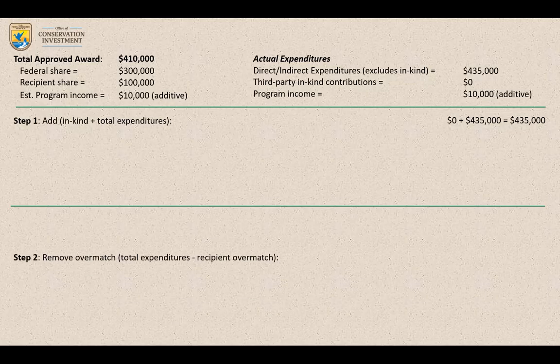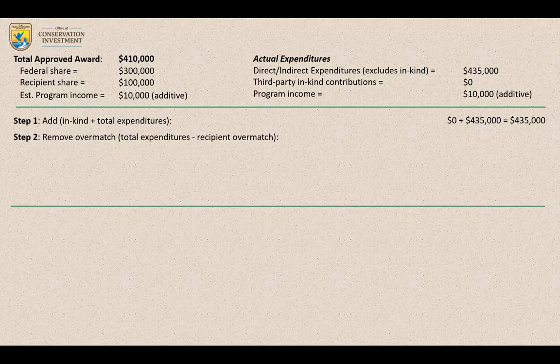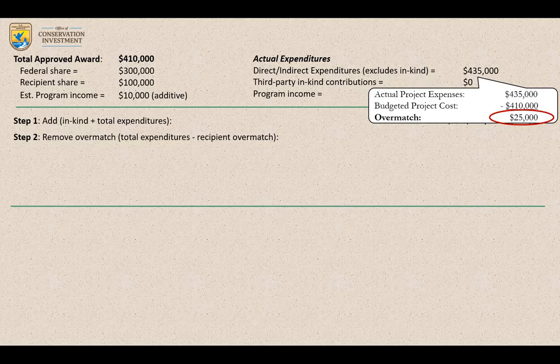In Step 2, the recipient removes any overmatch from the adjusted outlays. In this scenario, overmatch includes those costs charged to the award in excess of the total approved award amount of $410,000. The $25,000 in additional costs incurred by the recipient is considered overmatch and is removed in Step 2.